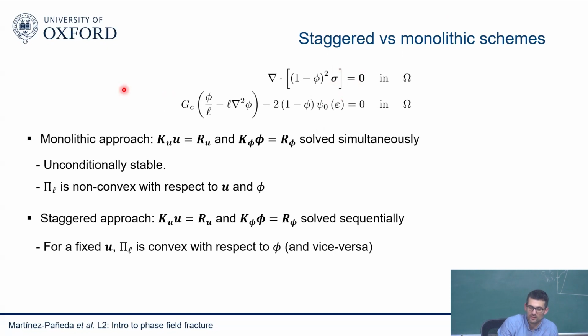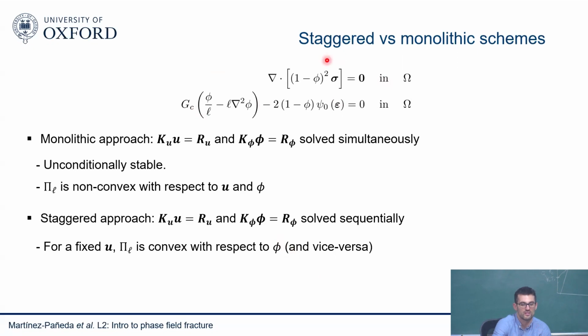And the good thing is that for a fixed displacement field, the regularized functional is convex with respect to the phase field, and vice versa. For a fixed phase field, the regularized functional is convex with respect to displacement. So this is very robust. You get convergence almost always. And this is the beauty of phase field. By solving the displacement and the phase field problems independently, you freeze one relative to the other, and you get this additional robustness. The problem with this approach, here you can also do what they call multi-pass or single pass.